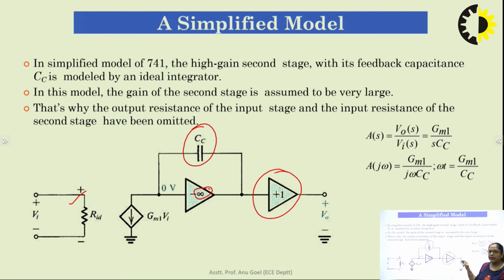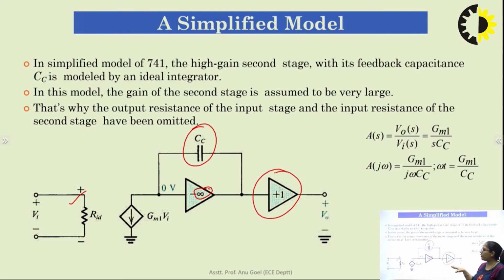+1 is the indication that the output stage has no gain, or the value of the gain is unity. That means it is processing what it gets as it is. The function of the output stage is just to provide the low output resistance. So this circuit diagram is called the simplified model of op-amp IC 741.